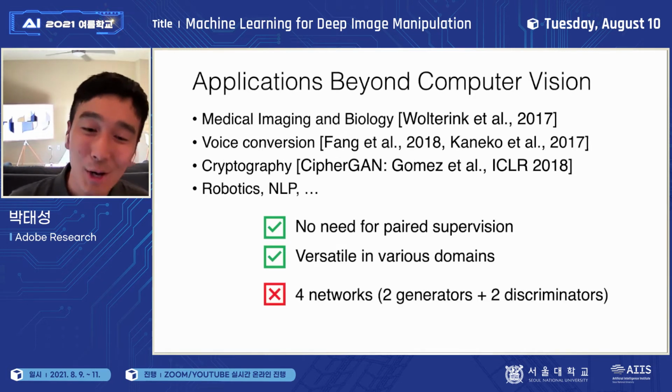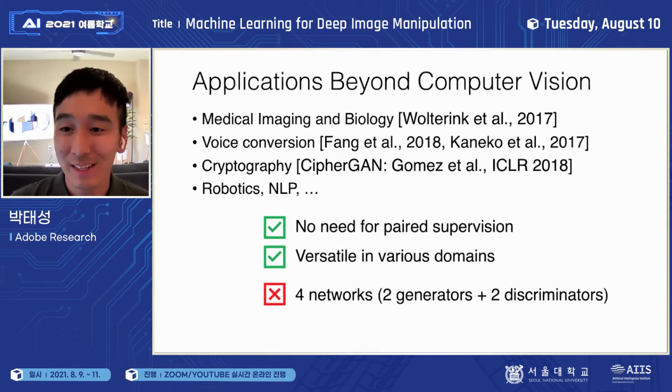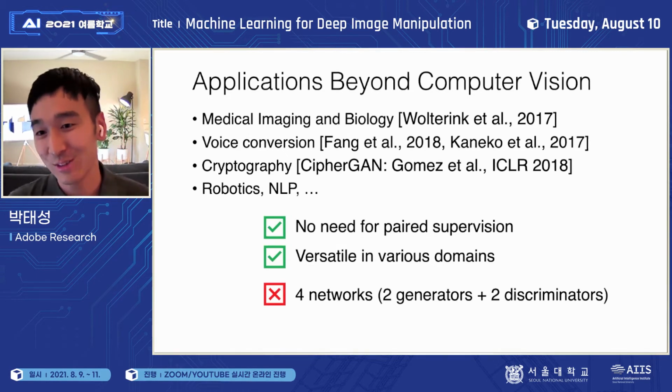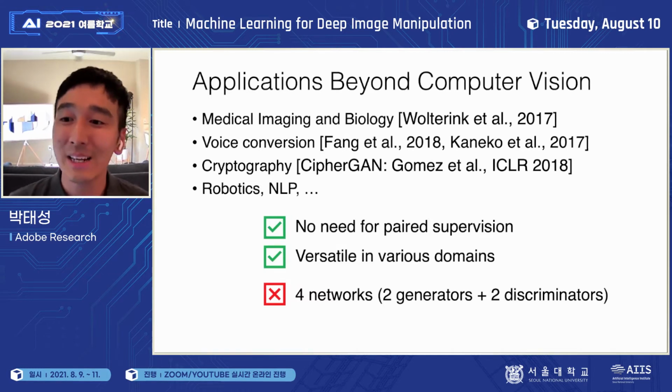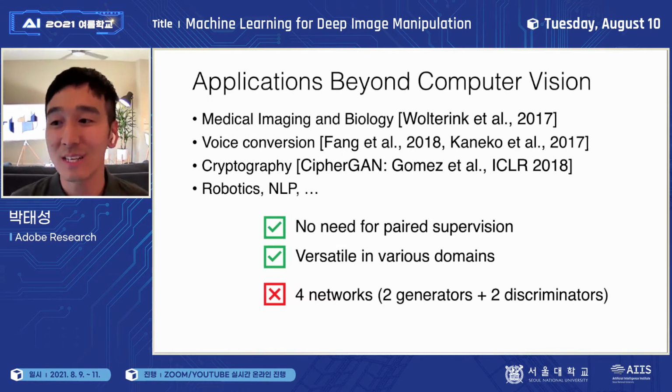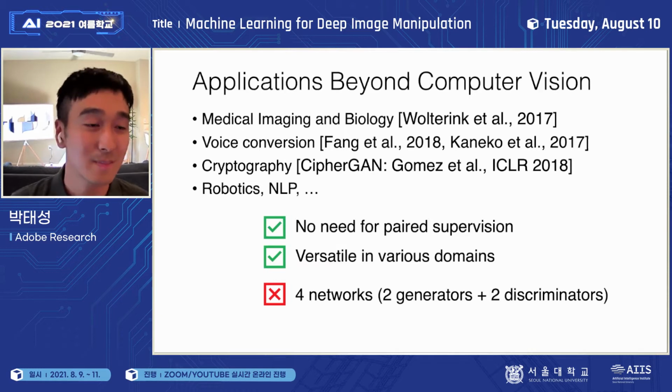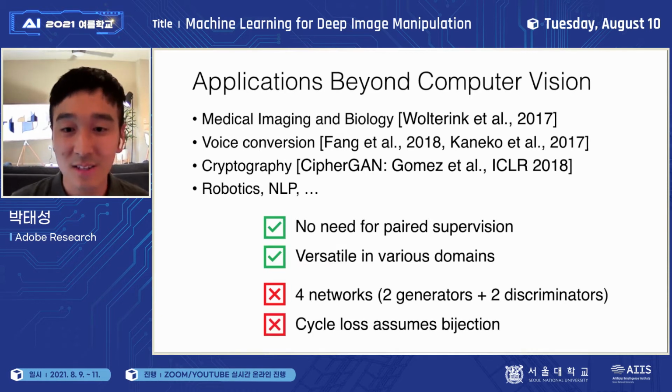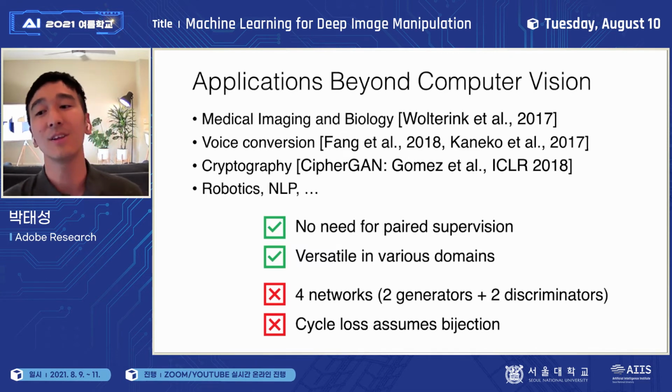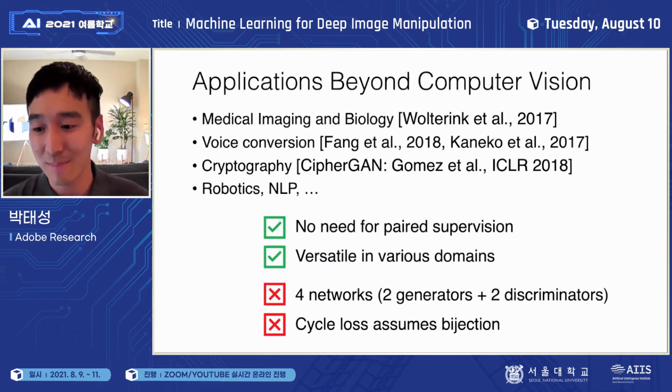For one thing, 4 networks need to be trained, the 2 generators and the 2 discriminators in both directions, which makes it quite computationally heavy to use in conjunction with other models. Also, the cycle consistency loss is sometimes too constraining. And let me tell you in more detail what this actually means.